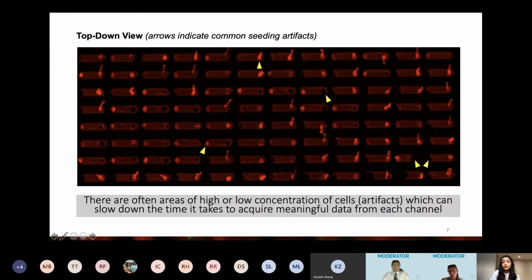So here's a top-down view of what GLANS would look like with its channels seeded. And as you can see, there are artifacts, which are areas of higher or lower concentration of cells. So there could be areas where there are no cells indicated by this yellow arrow here, or there could be areas of high density cells. This slows down the time it takes to acquire meaningful data from each channel.